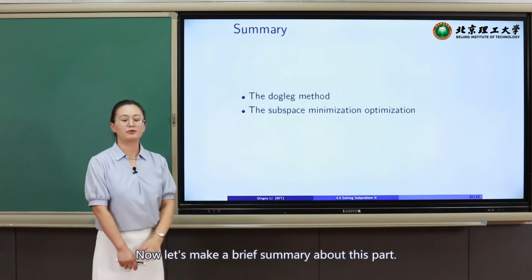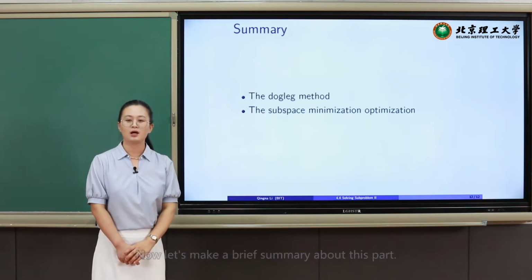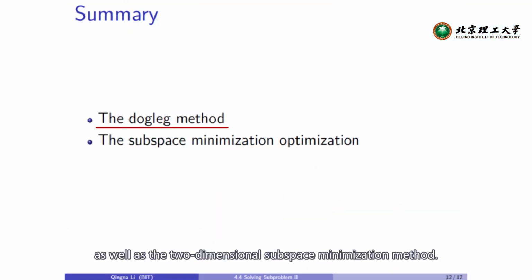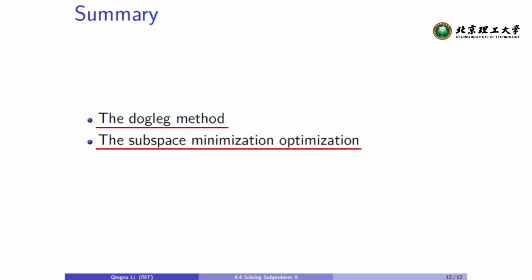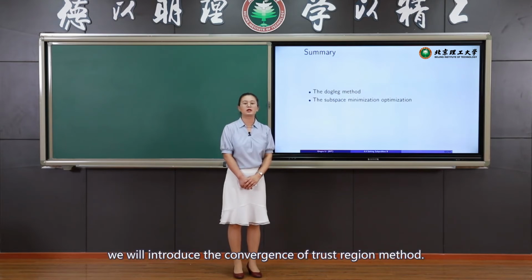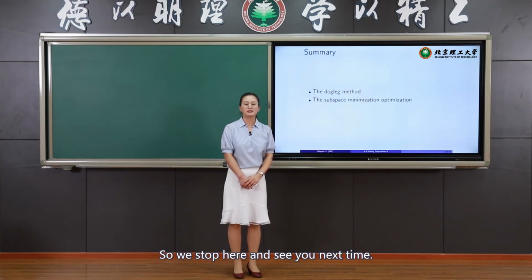Now, let's make a brief summary of this part. We have introduced the dogleg method, how to solve it, as well as the two-dimensional subspace minimization method. In the next part, we will introduce the convergence of the trust region method. So we stop here and see you next time.